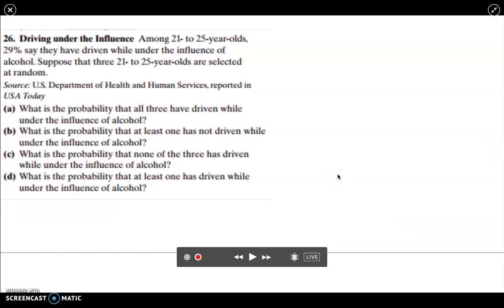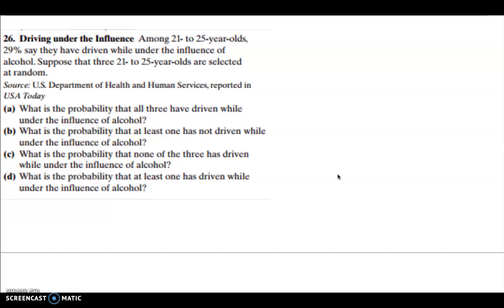So in this one, driving under the influence. Among 21 to 25-year-olds, 29% say they have driven while under the influence of alcohol. That's comforting. So suppose that 3 21 to 25-year-olds are selected at random. We just randomly select 3 people in that age group. What's the probability that all 3 have driven while under the influence? Okay, so this is the probability that all 3 have driven under the influence.